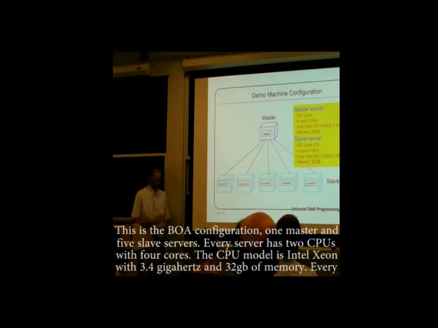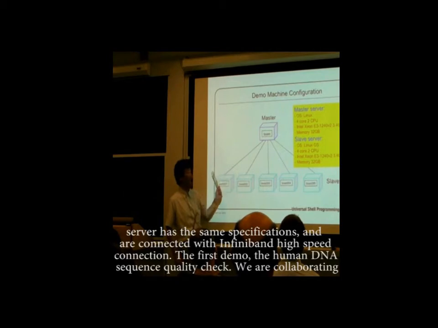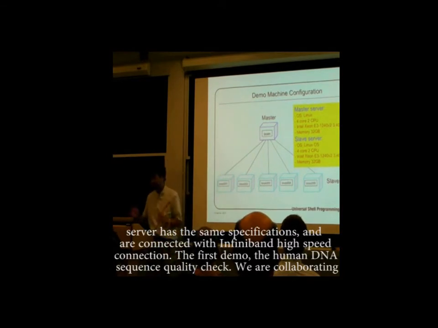And this is the Bohr configuration: 1 master and 5 slave servers. Every server has 2 CPUs with 4 cores each. The CPU model is Xeon E3 at 3.4 gigahertz. The memory is 32 gigabytes. Every server has the same specification, connected with InfiniBand, a high-speed connection.